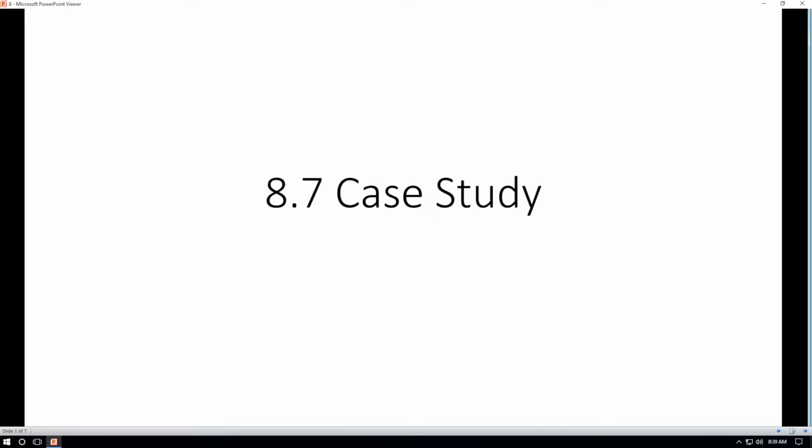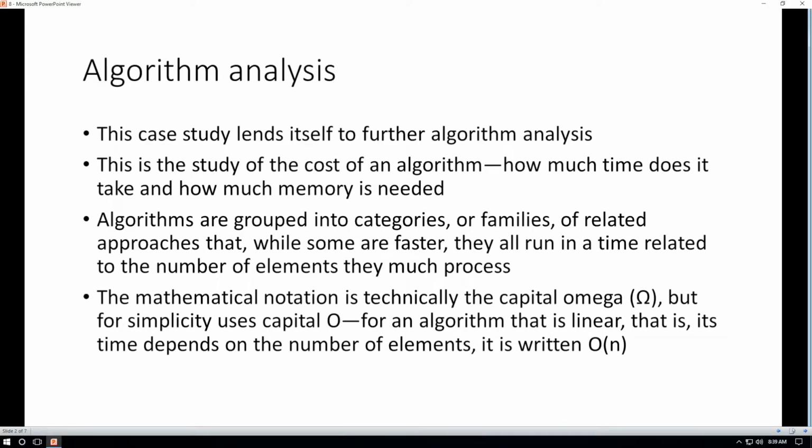In this section, we're going to study the Sudoku problem and validate whether or not a given configuration is correct. This problem lends itself to further discussion of algorithm analysis. Algorithm analysis is the study of the cost of an algorithm and how it runs, either in terms of time, how long it takes to run, in terms of space, how much memory it involves, or both.